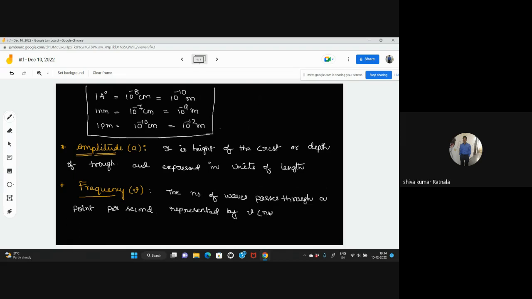It is represented by nu, right? And the units are cycles per second, or simply hertz. Okay, simply hertz we can say. Next point, so amplitude and frequency are done.